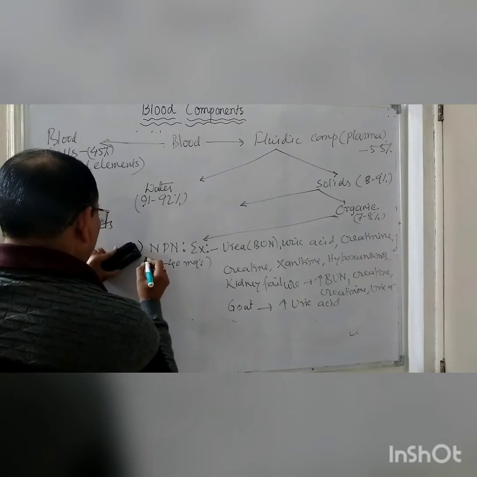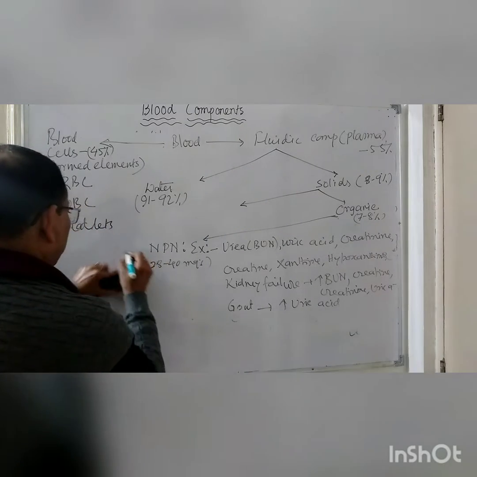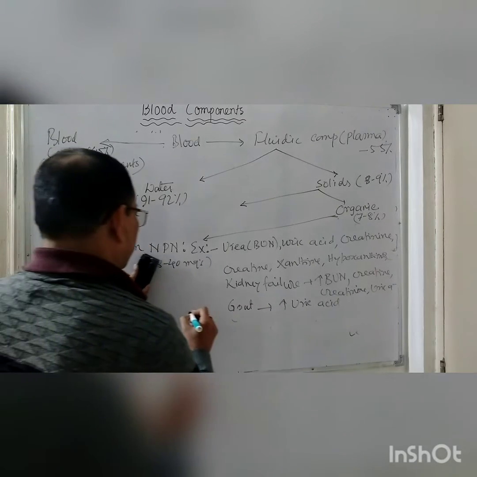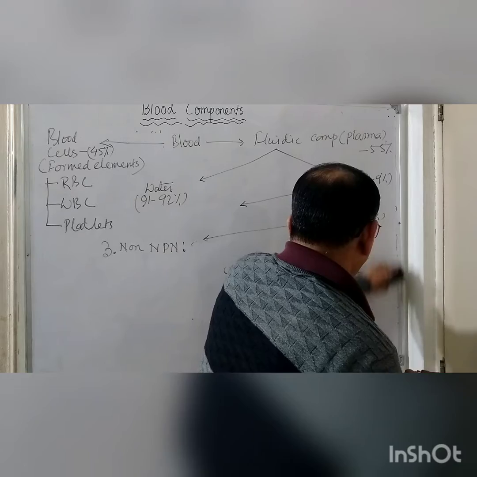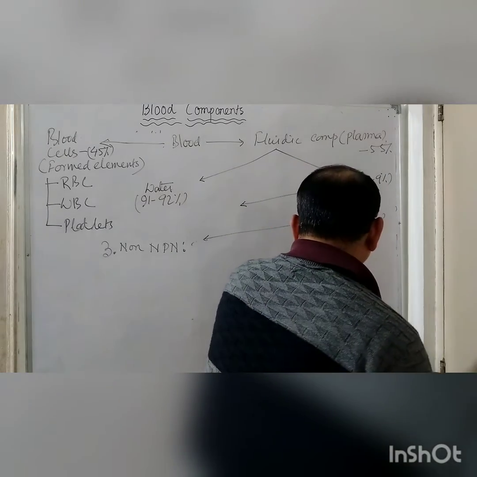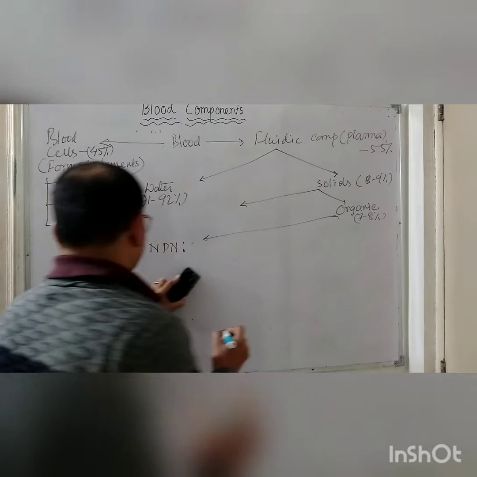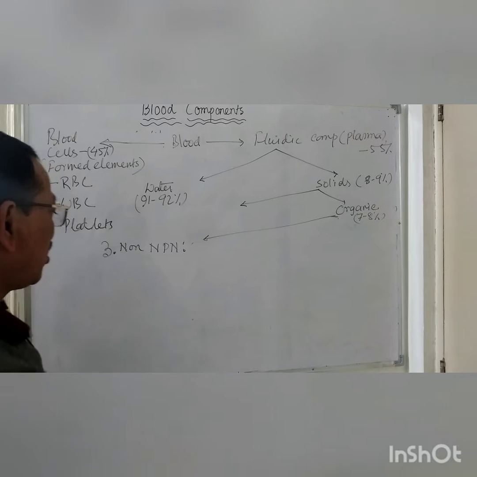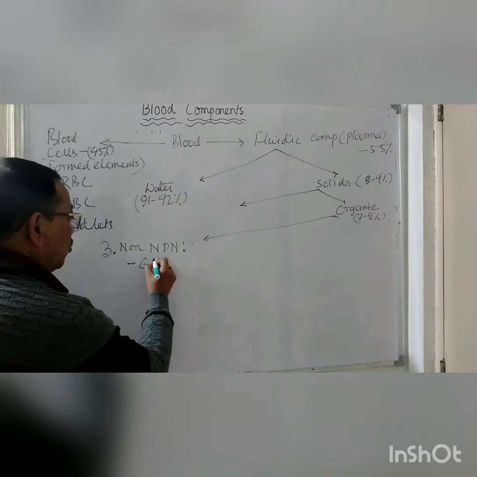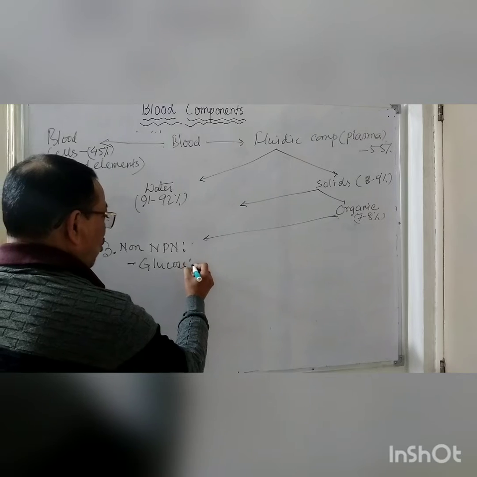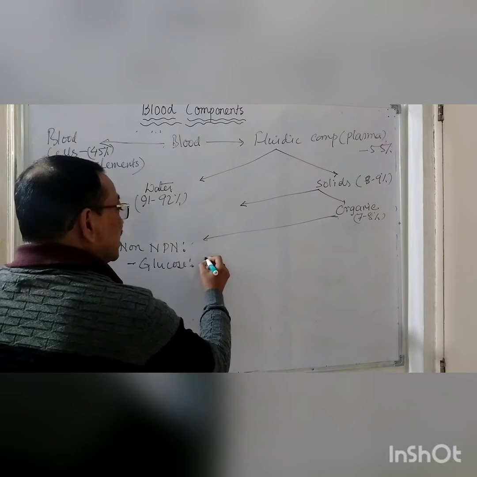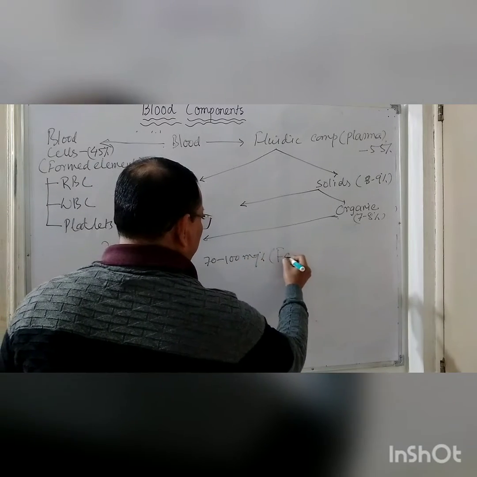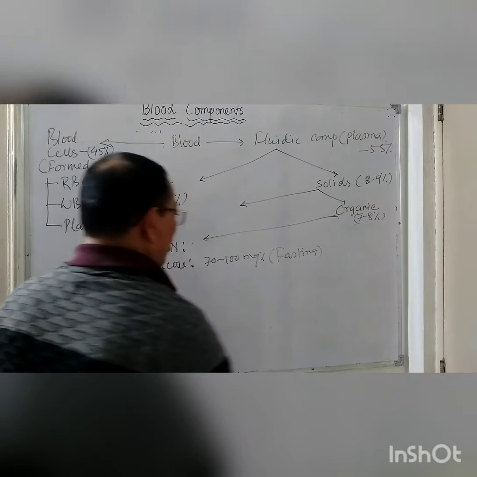And now the third component of the organic substances is known as non-NPN substances. These are neither protein nor nitrogenous substances, and thereby are known as non-NPN substances. So what are those non-NPN substances? For example, glucose. The concentration of glucose is 70 to 100 milligram percent. This is in the fasting condition, when no food is taken.